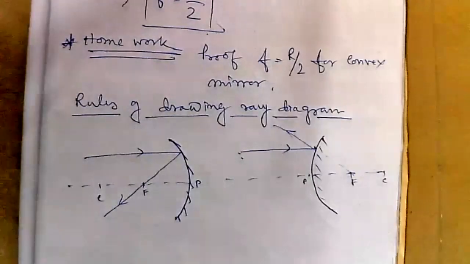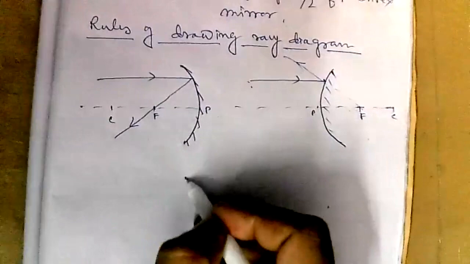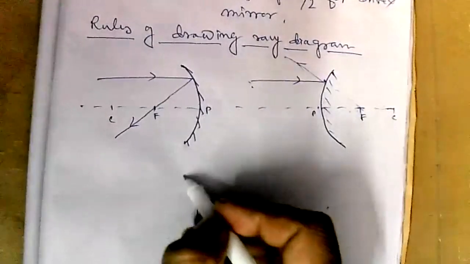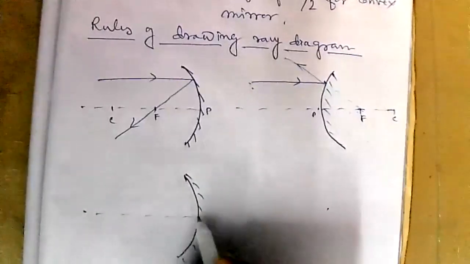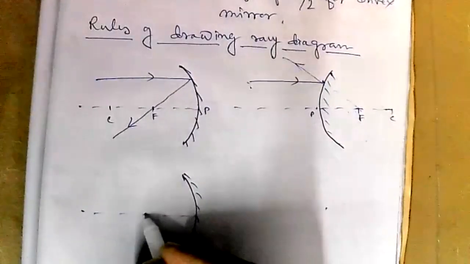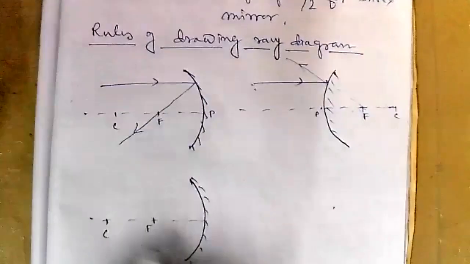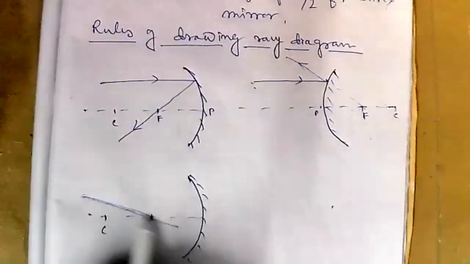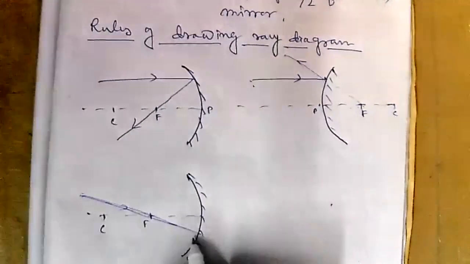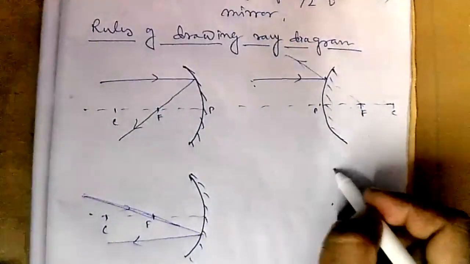Now, secondly, if any ray is coming through the principal focus, after reflection it will become parallel to the principal axis.